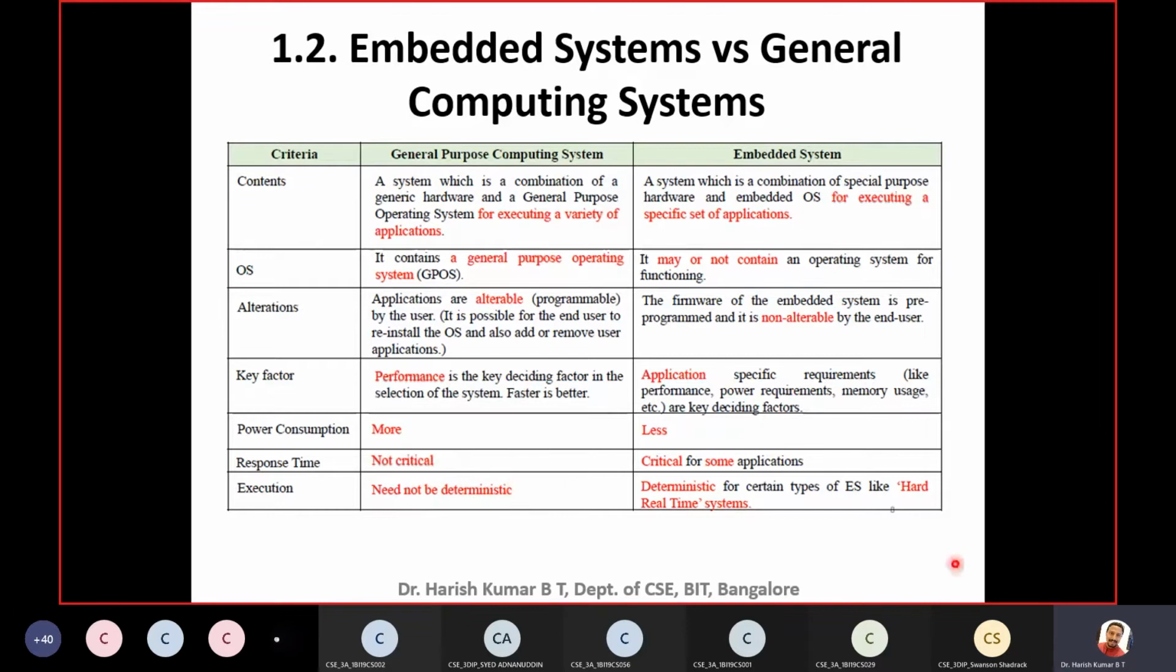Any doubts in this? Are you able to understand all the differences? 1, 2, 3, 4, 5, 6, 7. Seven differences between the general purpose computing system and the embedded system. Hope it is clear to all of you.